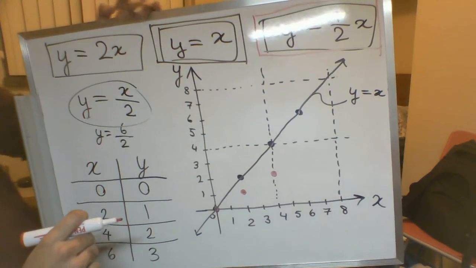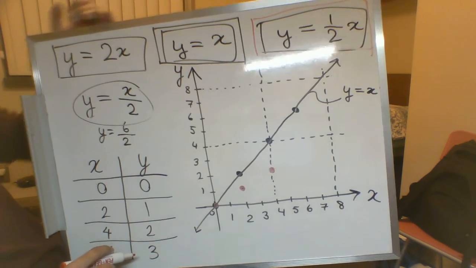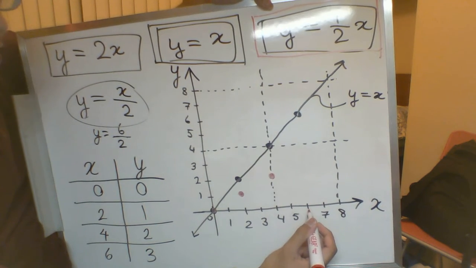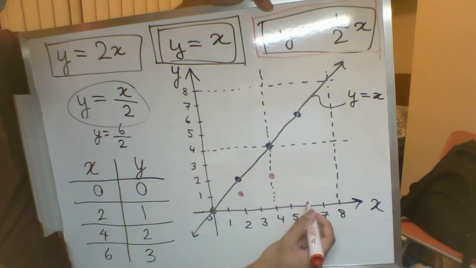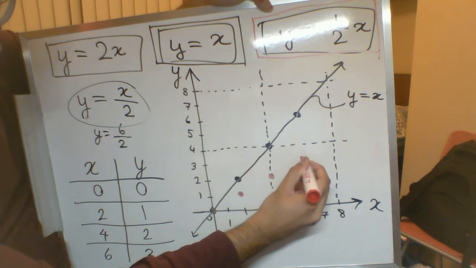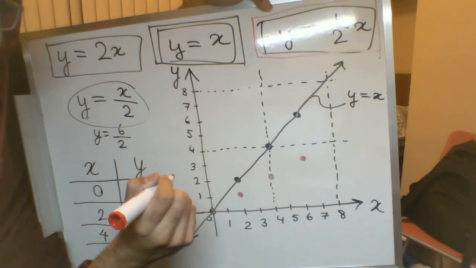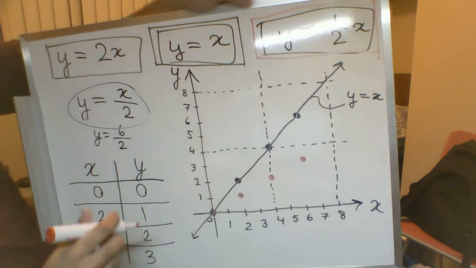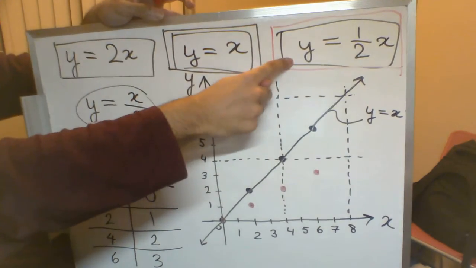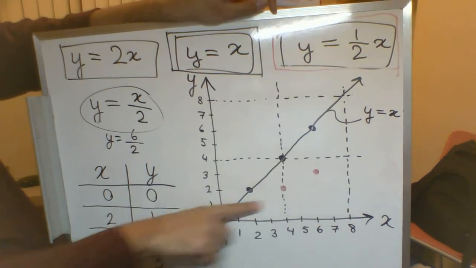Okay? And our last point, when x is equal to 6, y is equal to 3. So when x is equal to 6, that means we've got to go 6 units over on x, and then we go up 3 units. So we go up to about here, something like that. That looks quite reasonable, I think. So those are our 4 points for this equation, for y equals x over 2, or y equals 1/2 x. Those are our 4 points.